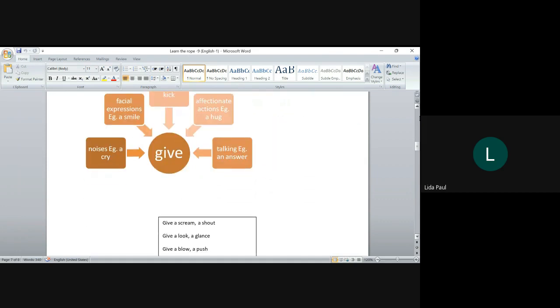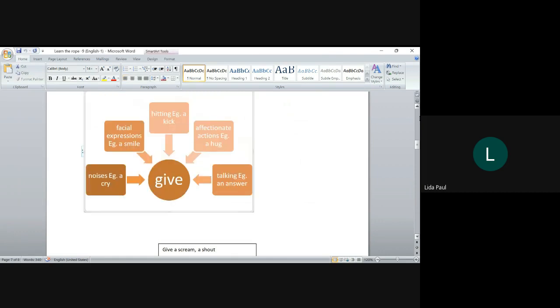Look at the next one, give. We did have, take, and the next delexicalized verb is give. What is give related to? Look at what you have here: noises, facial expressions, hitting, affectionate actions and talking. Again, you see talking is a repeat here. Hitting means the action of hitting someone. Examples: give a cry, or give a loud cry. You can add adjectives or other modifiers to it, but the basic expression is give a cry.